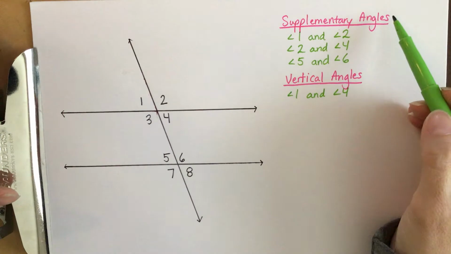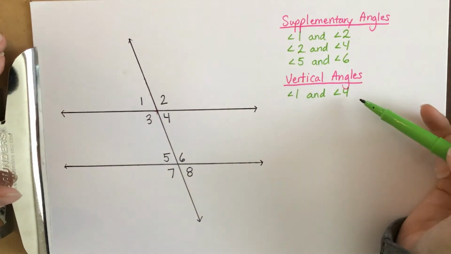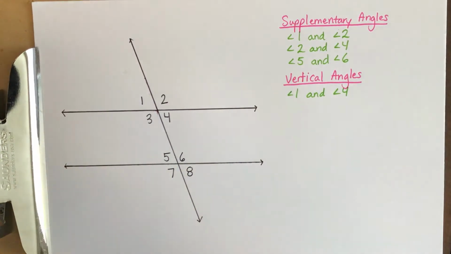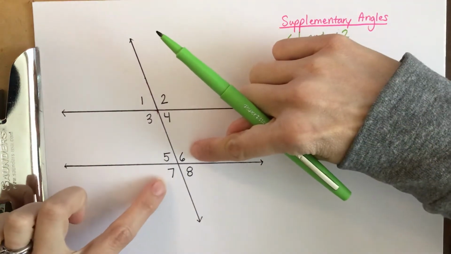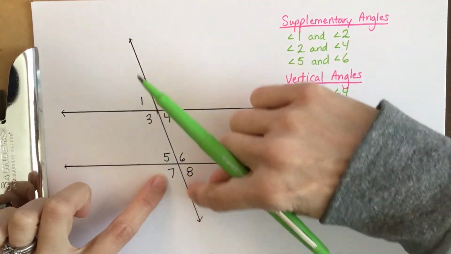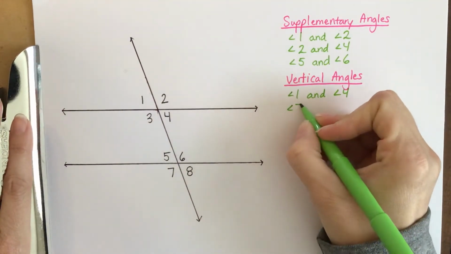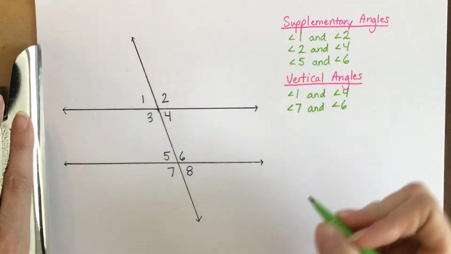So what we know about supplementary angles is they add up to 180 degrees. Vertical angles, we know that they're congruent, or they have the same measure. Okay, let's list another set of vertical angles here. You can see 7 and 6 are vertical angles because you have this line and this line intersecting. So angle 7 and angle 6.